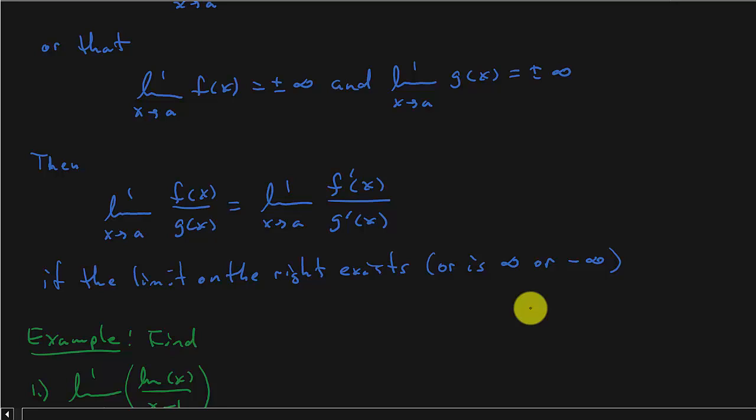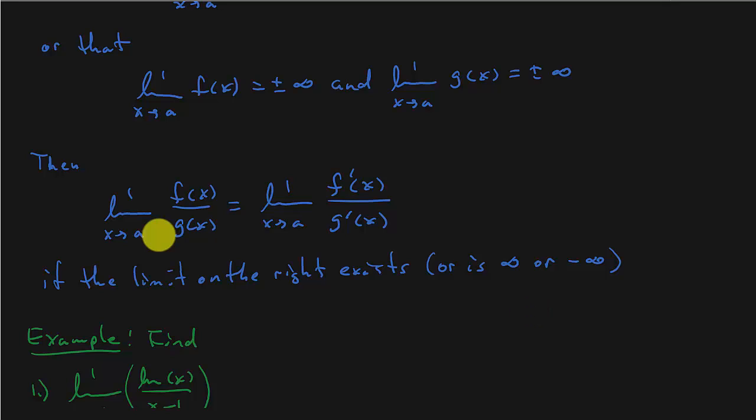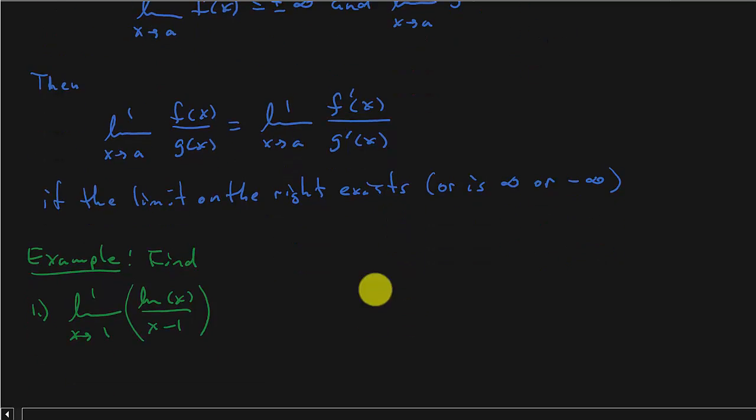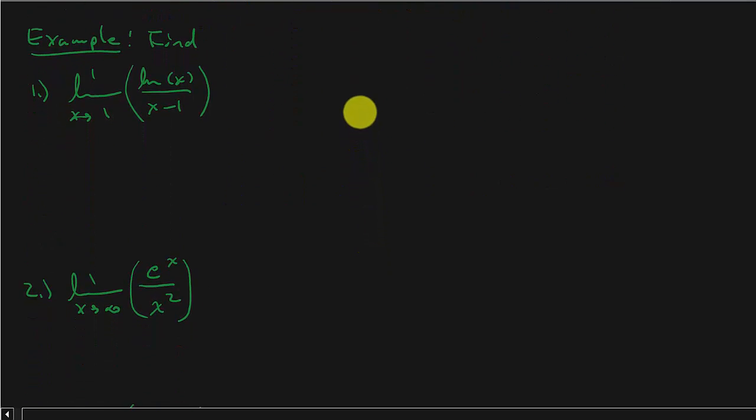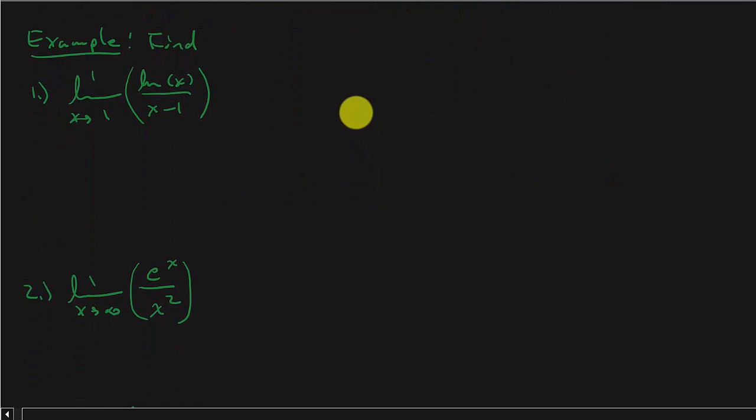So in other words, what that's saying is that if we're taking the limit and we plug the number in for x and we get 0 over 0, or infinity over infinity, or negative infinity over negative infinity, then we can take the derivative of the numerator and the derivative of the denominator, and then evaluate the limit. So first, let's look at our examples. Like I said, we've got a bunch of them to do.